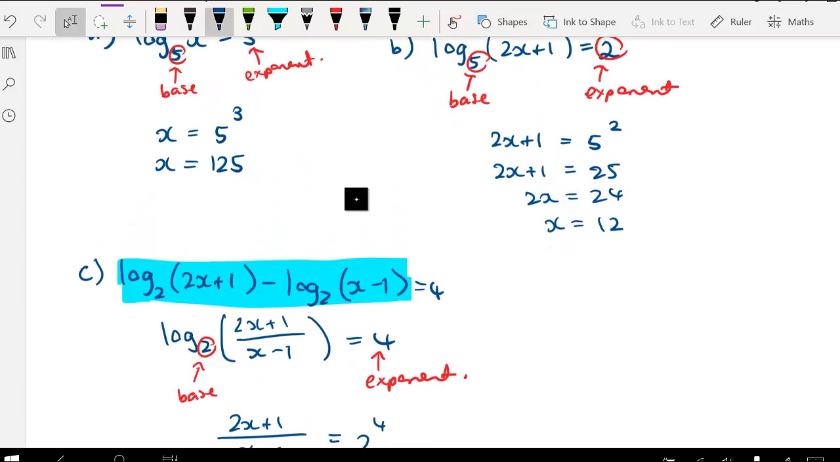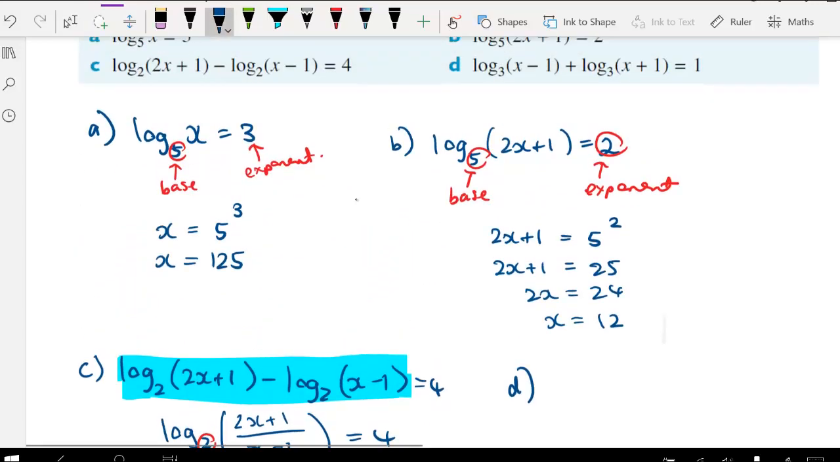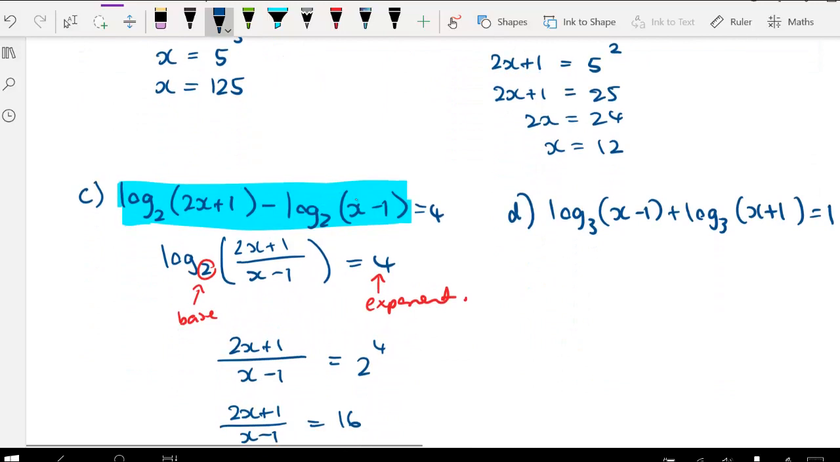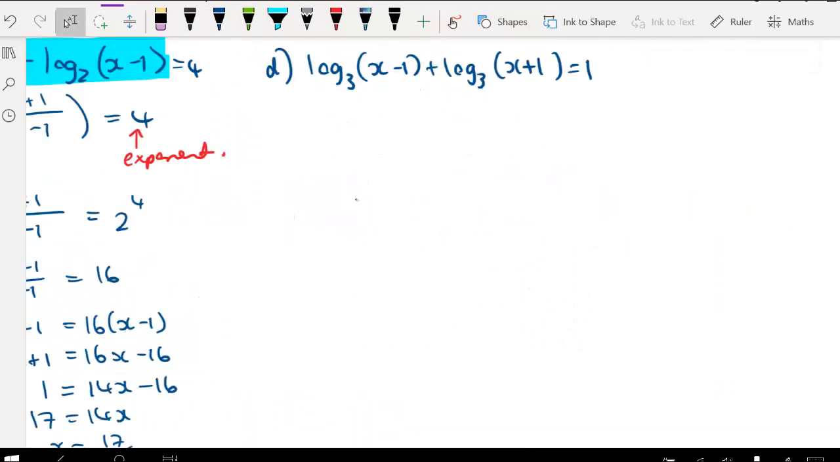Now when we look at the last example, we have log base 3 x take 1, log base 3 x plus 1 is equal to 1. We have to take a similar approach. Now we have the same coefficient and the same base here, so we can use our product law, and that is that we can say this is log base 3, and we've got x take 1, and x plus 1 is equal to 1.